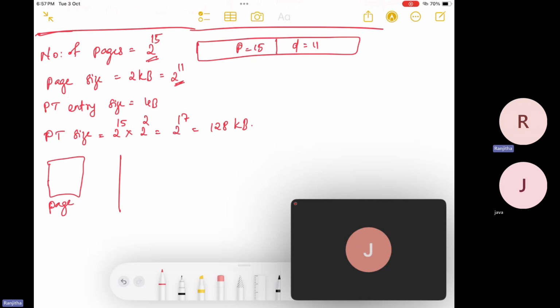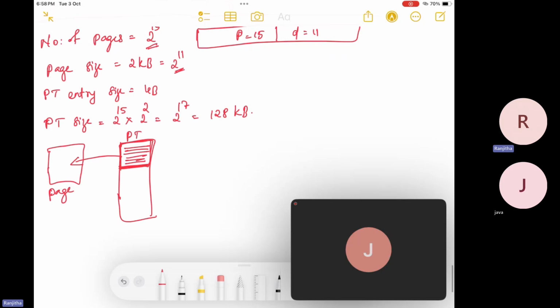This is the page and this is the page table. So we have to fit a portion of the page table into this page only. Page tables are nothing but page table entries. We know each page table entry is 4 bytes, and we need to fit this page table into the page. So let's see how many entries the page can hold.